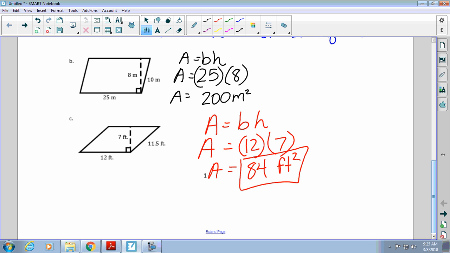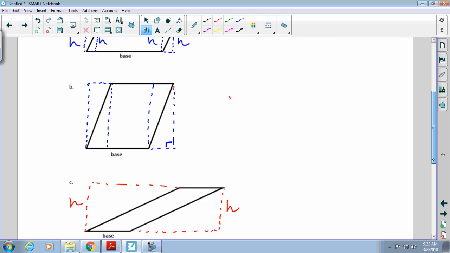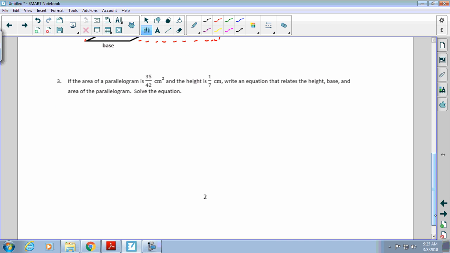Now, we're going to do an example where they give us the area. So, for example, let's say they give us the area is 84 feet squared, but they don't tell us the base, right? So we're gonna have to use our equation solving skills. So that's what we're going to do now, down here on question 3 on page 2.